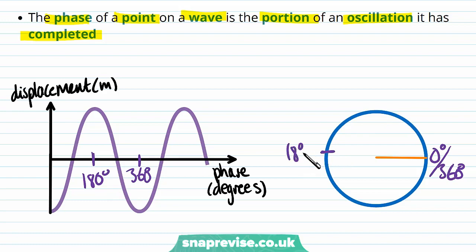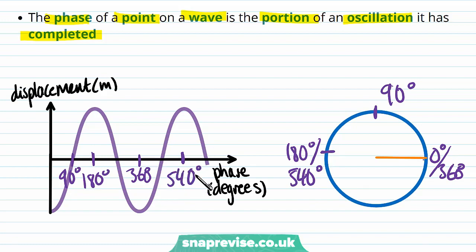circle here. Then a quarter of an oscillation corresponds to 90 degrees, and that corresponds to going round a quarter of this circumference. And then if we were to cover 1.5 oscillations, which is what we've got here, that would involve going round this circle once, and then going round it a second time. So that corresponds to 540 degrees, and therefore corresponds to a phase of 540 degrees on the wave.